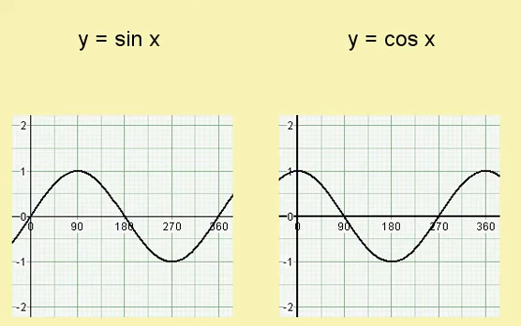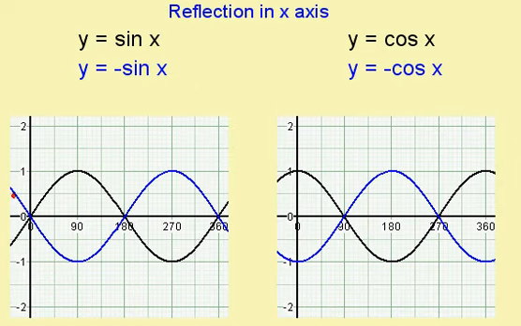When we draw the graphs of y equals minus sin x and y equals minus cos x, we have a reflection in the x-axis.